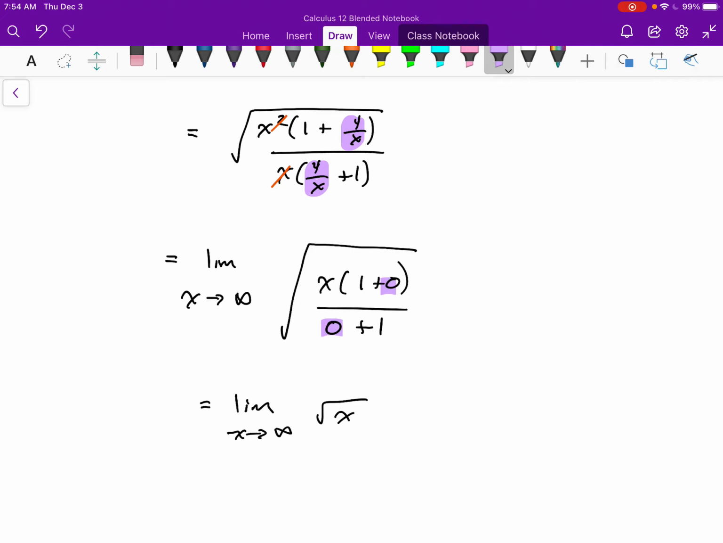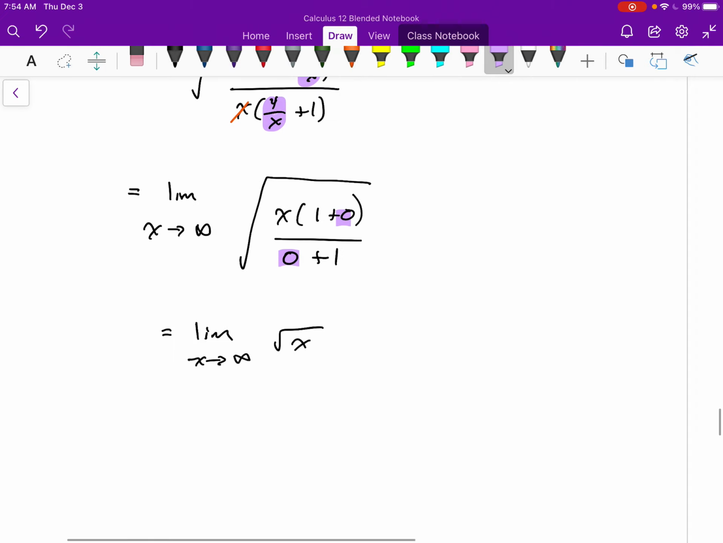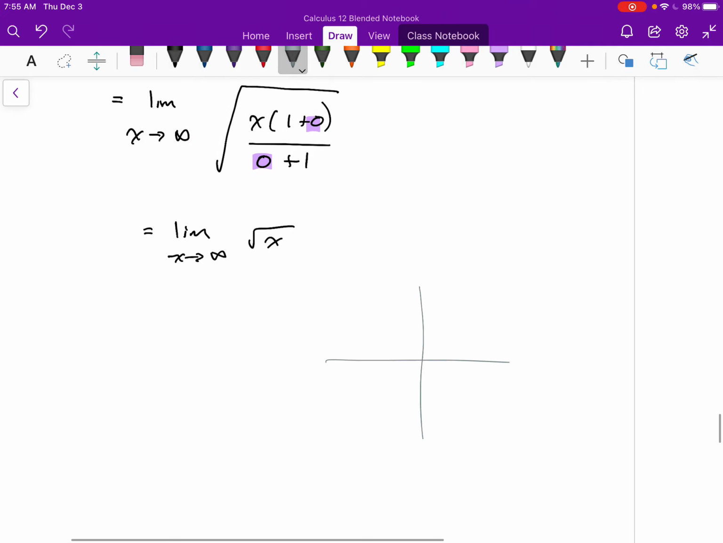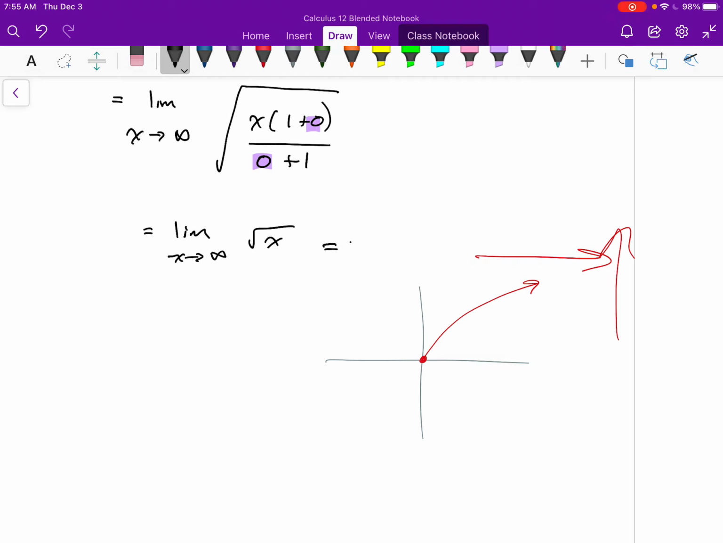So what does this equal? Well, I think the best way of approaching this is to think, what does root x look like as x approaches infinity? And root x is a pretty simple function to visualize, I hope. Root x starts at 0, 0, and it looks like this. And so as x approaches infinity, as the function goes this way, the output just keeps going up forever, and therefore the limit as x approaches infinity must be infinity.